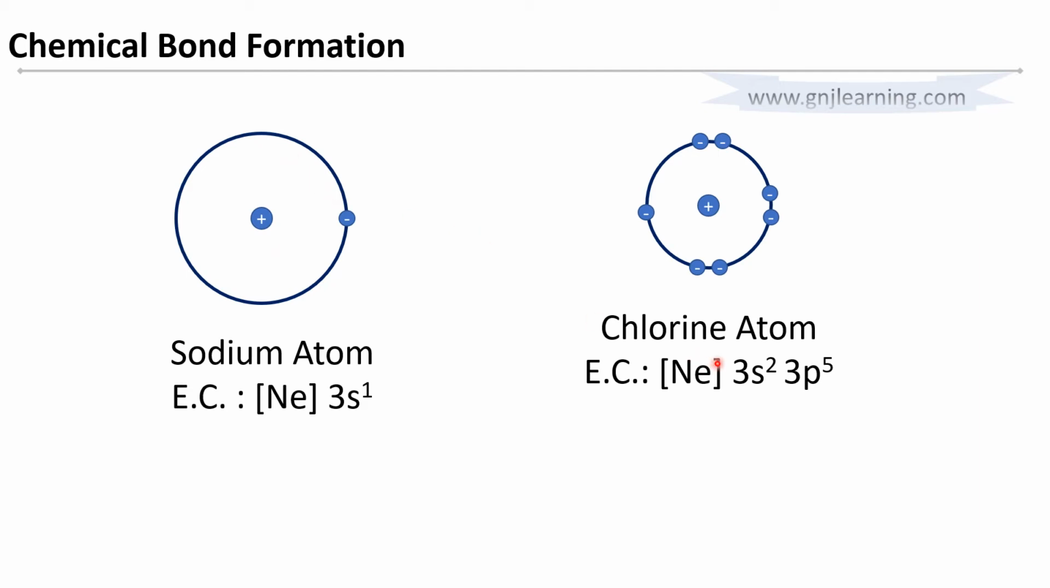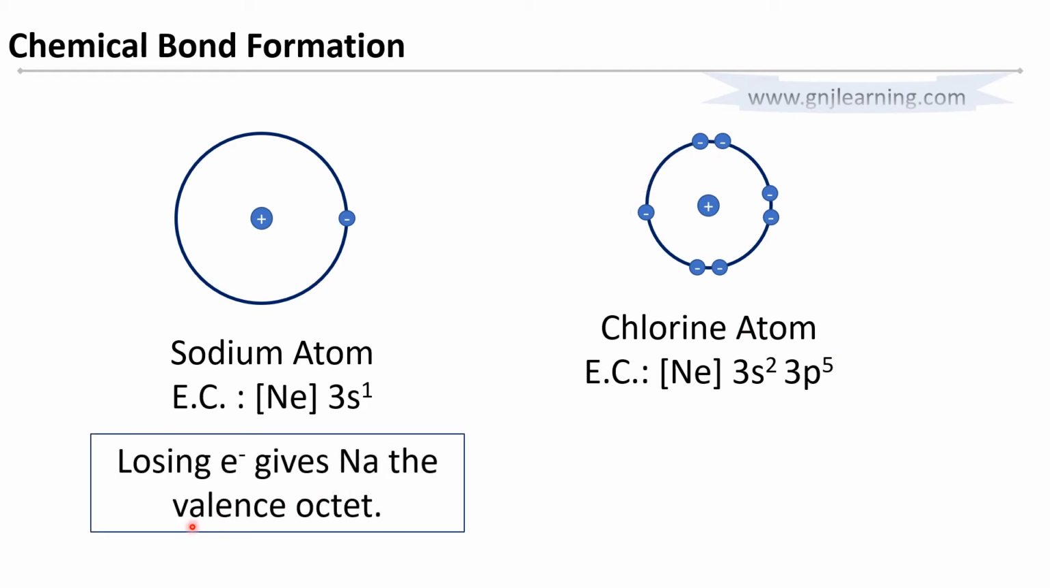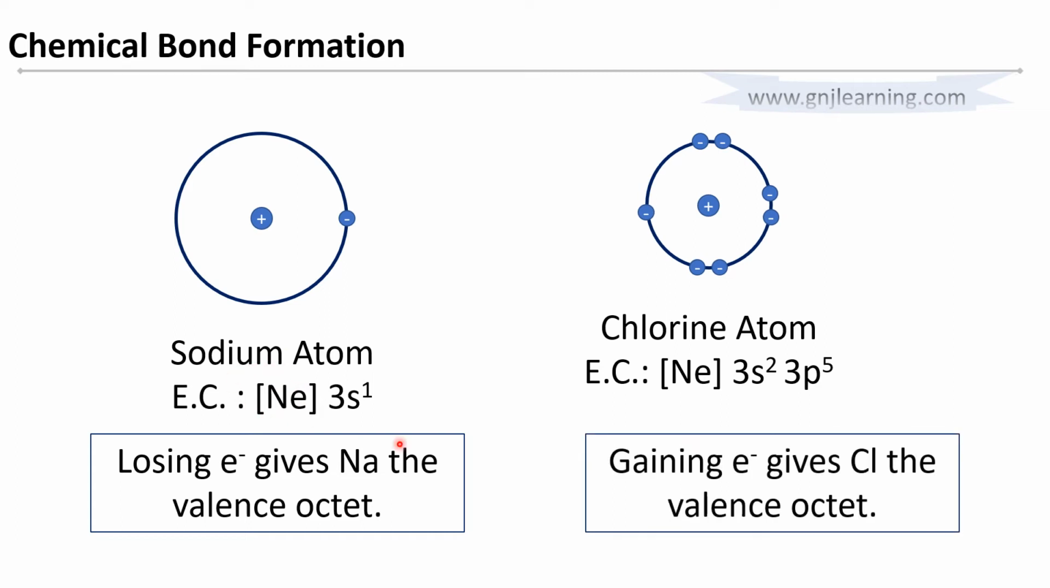In the case of chlorine, if it accepts one electron, it will have 8 electrons. So 2 plus 5, already it has 7. If it accepts one more electron, it has that octet. So that's written here: losing an electron gives sodium the valence octet. If it loses this, it will get the octet of neon. On the other side, gaining an electron gives chlorine the valence octet.